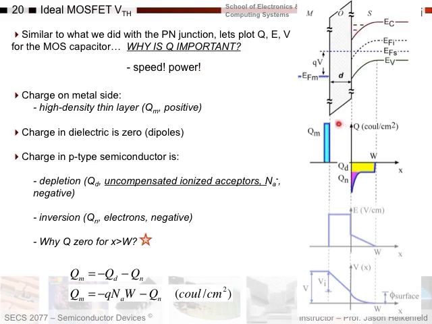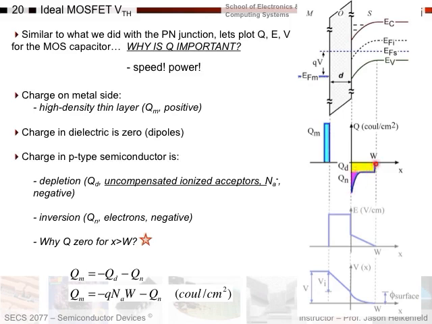Okay, so let's look at this here. I've got charge on the metal side, here's Q sub M. This is my positive charge, which shifted these bands down. Then you look over on the semiconductor side, and I've got two types of charges here. I've got a depletion charge, QD, and I've got an inversion charge, QN.